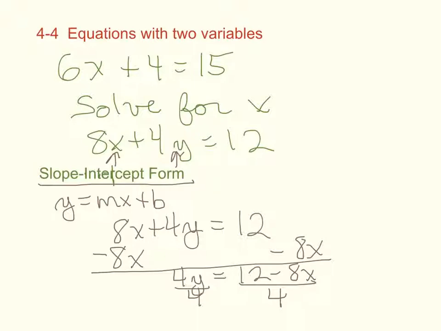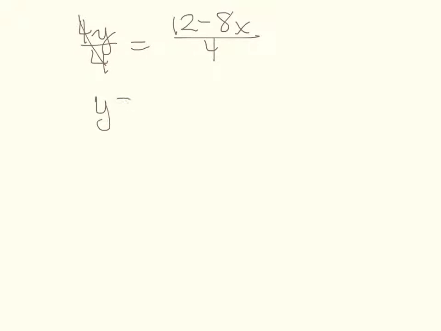Unfortunately, I'm going to run out of room, so I'm going to rewrite this on the next page. Okay, so I'll divide both sides by 4. I get y on this side. 12 divided by 4 is 3. And then 8x divided by 4 is 2x. Don't forget that when you do this, you're dividing both the 12 and the 8x by 4. Okay, so this now does look like my slope-intercept form.